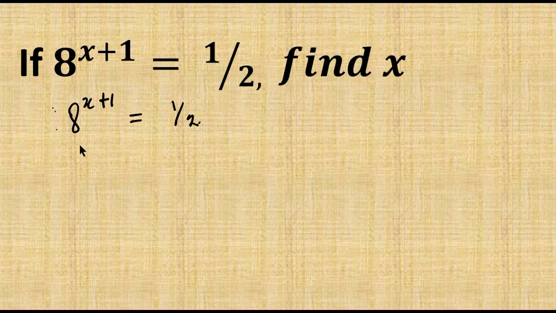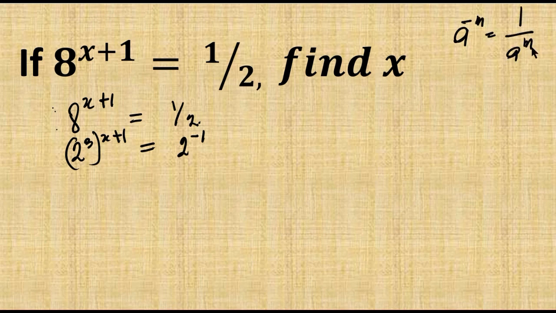The first thing is breaking this down into the same base. That is, I'll first express this 8. 8 is the same thing as 2 raised to power 3. That's 2^(3(x+1)) equals half, which is the same thing as 2 raised to power minus 1. Remember from our simple indices, a raised to power minus m is the same thing as 1 over a raised to power m. Same thing applies here. 2 is raised to the power of 1 and I have 1 over 2 raised to power 1. So now I've converted it to 2 raised to the power of minus 1.